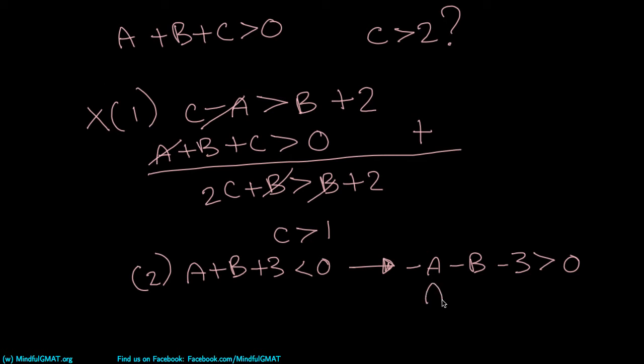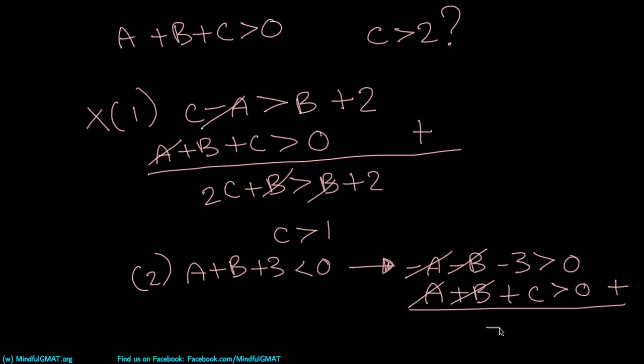Writing this inequality below that, you get a plus b plus c greater than 0. Adding the two inequalities, minus a plus a cancels out, minus b plus b cancels out, and then you get minus 3 plus c is greater than 0. Adding 3 on both sides, you get c is greater than 3. And knowing that c is greater than 3, then c must definitely be greater than 2. So the second piece of information is sufficient to answer your question.